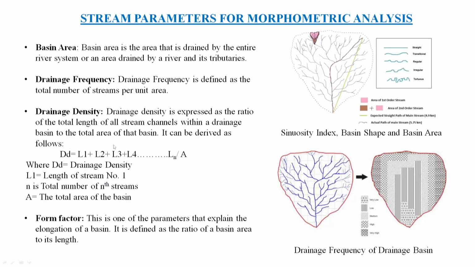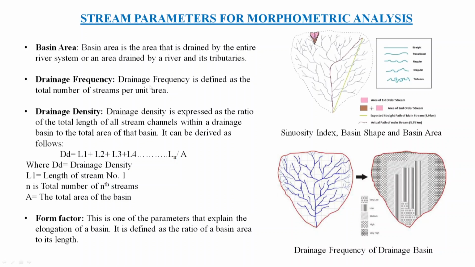For example, there are 26 streams in a particular basin area. So it will be the length of the first stream plus the second, third stream, like that up to the 26th stream, divided by the total basin area that you already know, simply by demarcating the basin margin. So you can simply find out the drainage density, that is, how dense your stream network is.